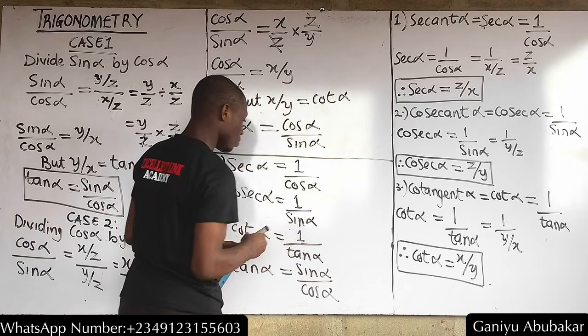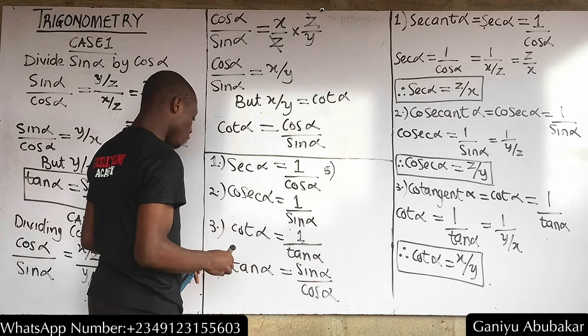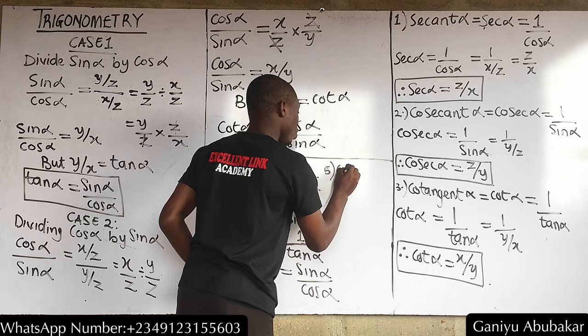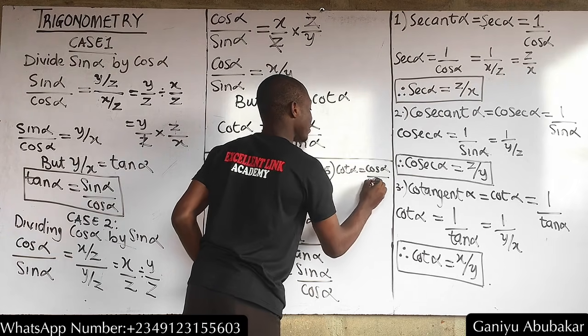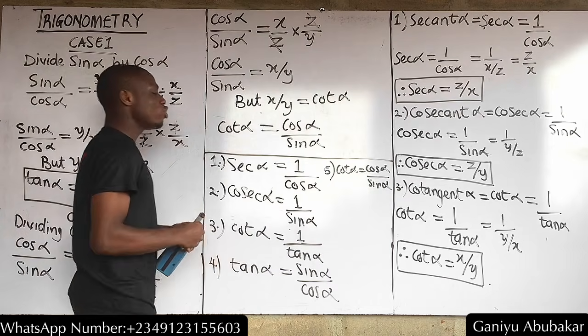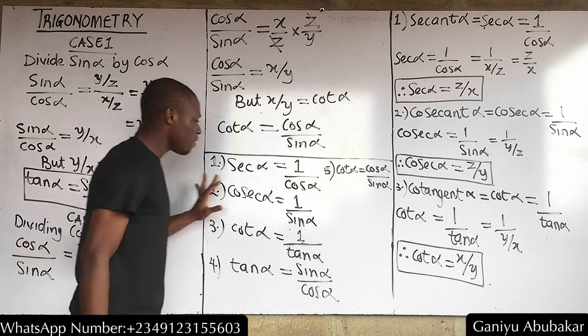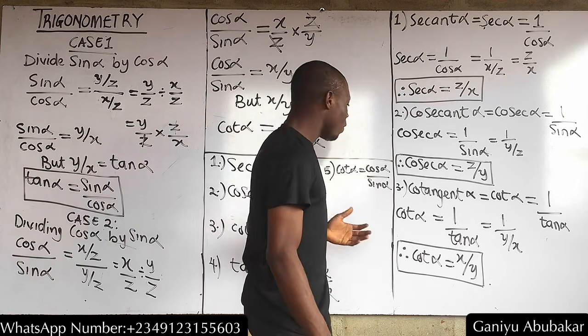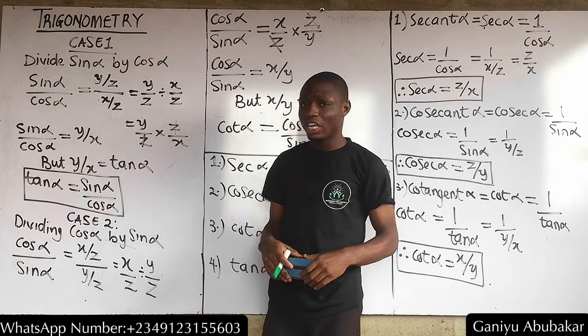Finally, okay, there are about 5. The 5th one is what? Cot alpha is equal to cos alpha all over sine alpha. You need to know these 5 formulas. So know these 5 formulas, memorize them. These are what we're going to be using in the study of trig as a course.